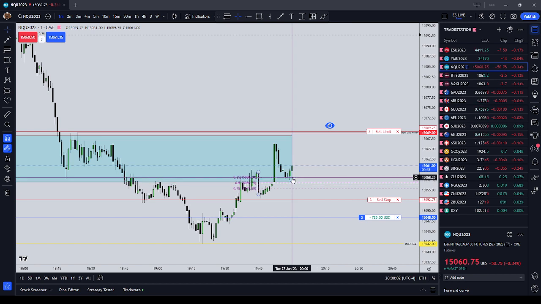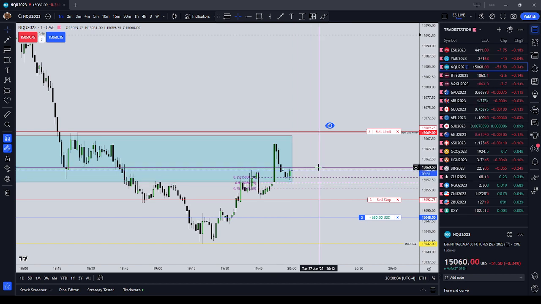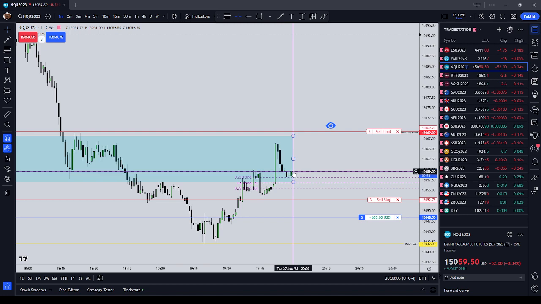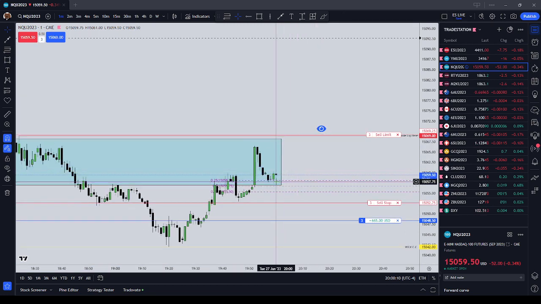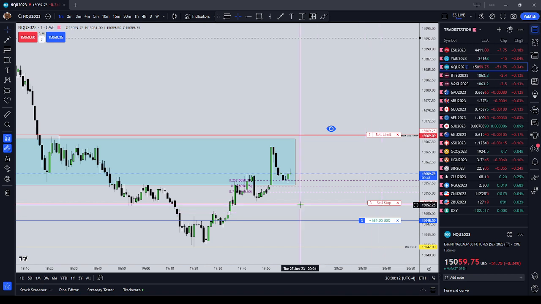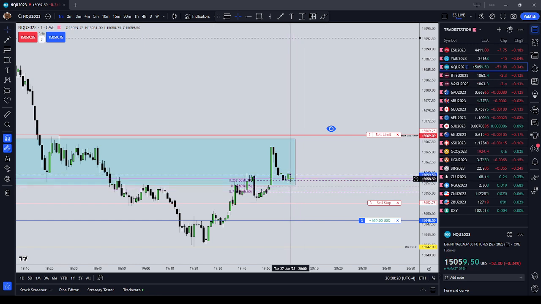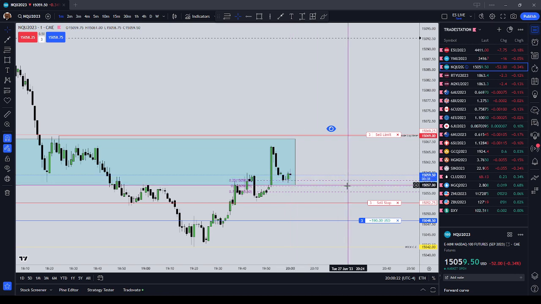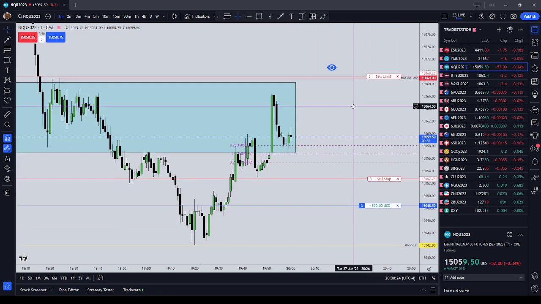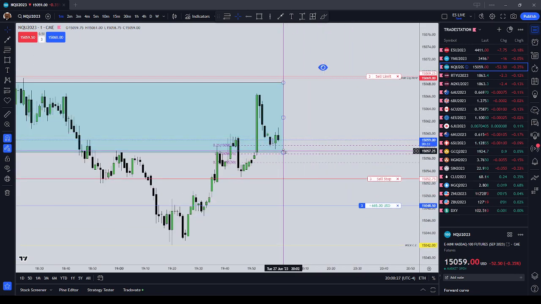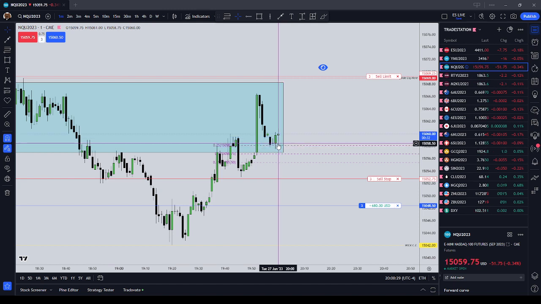Okay, Tokyo and Sydney, Australia just opened. Seen a little bit of a pickup in volatility. We got a flash black candle. Now we're flashing green. That was an excellent close, by the way.